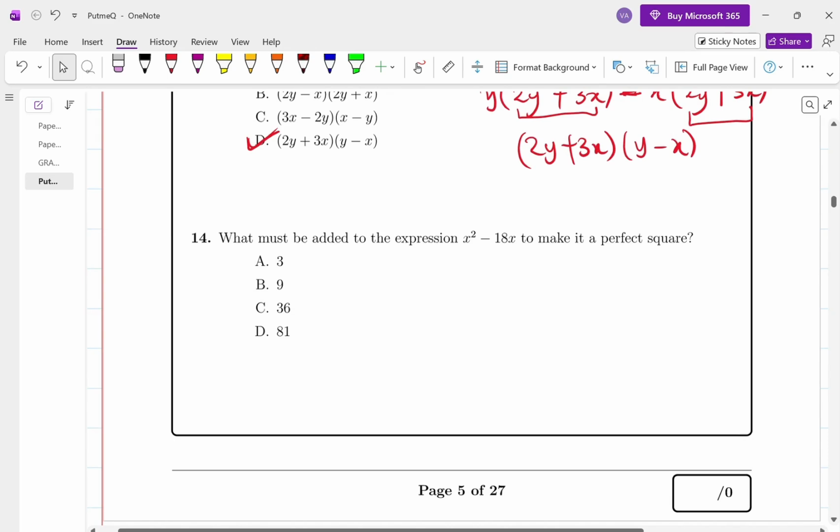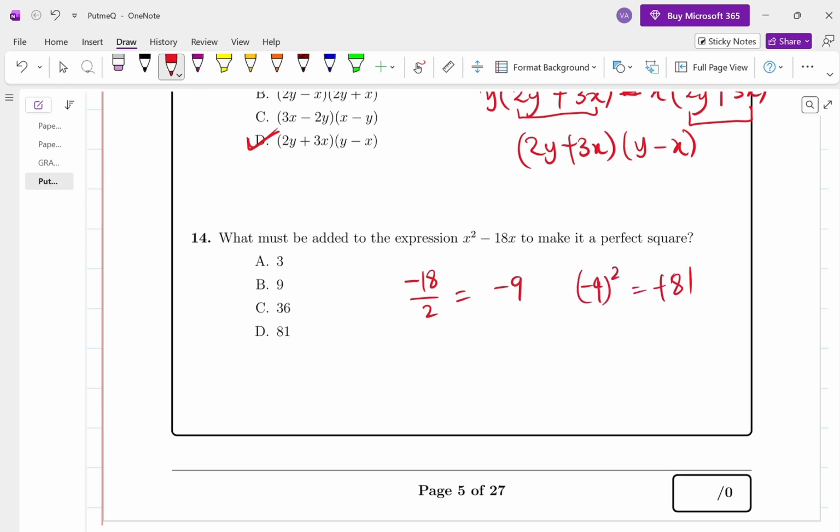So question 14. What must be added to the expression x squared minus 18x in order to make it a perfect square? Now the shortest answer to this is, since there's no number with the x squared, what we have to do is we have a minus 18. We're going to take half of that, minus 18 over 2. So that will give us minus 9. We're going to square it. So minus 9 squared will give us plus 81. So the answer is what?